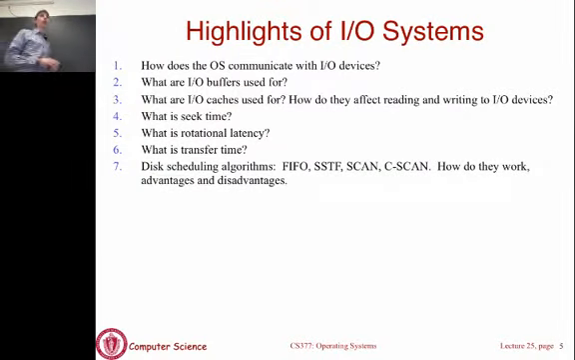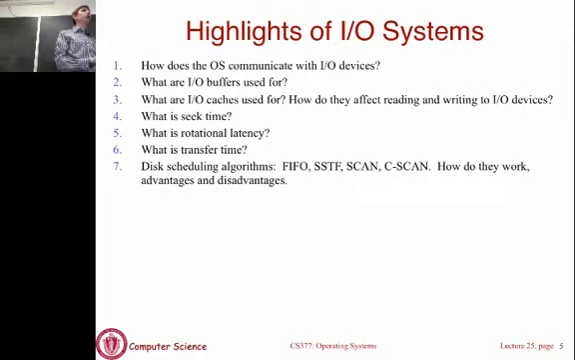Then we talked about I/O systems for a few classes. This was largely talking about how device drivers work. Remember, our simple picture of how a device driver works is basically four registers: a command register, a status register, and then data in and data out.